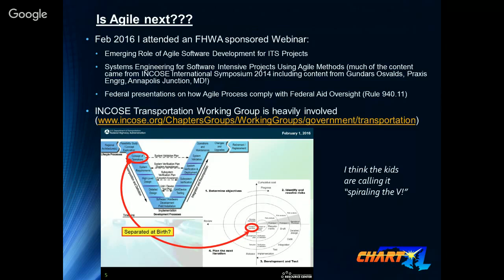So the kids are calling it spiraling the V. So we're trying to figure out how to turn this more into the spiral of Agile. We've had good success so far. I like my binders. I'm a little nervous, but it's okay that I'm nervous. The guys under me that do the real work, they're very excited about it.